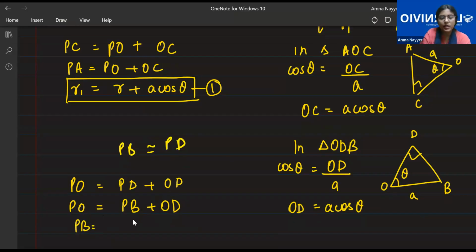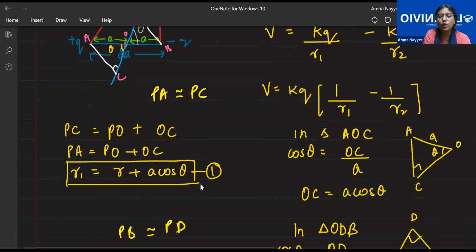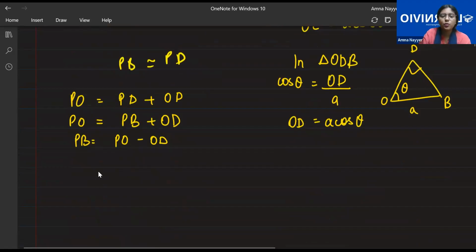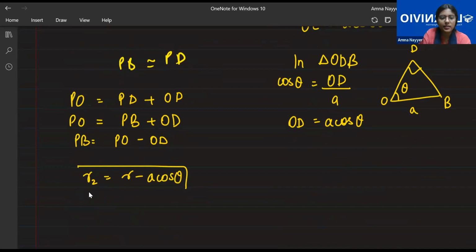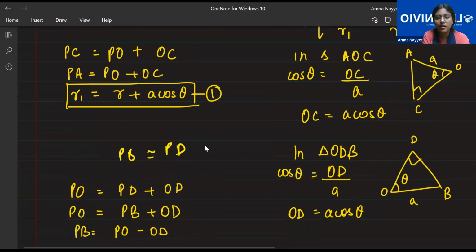Now class, what is this PB equal to? PB will be equal to PO minus OD. So let's see what all these things are. PB is R2, PO is R, and this OD is A cos theta. So we get the second equation, R2 is equal to R minus A cos theta. So R1 is also known now, R2 is also known in terms of R.